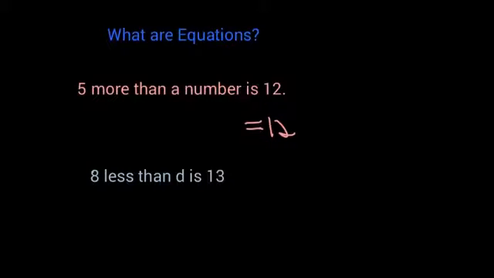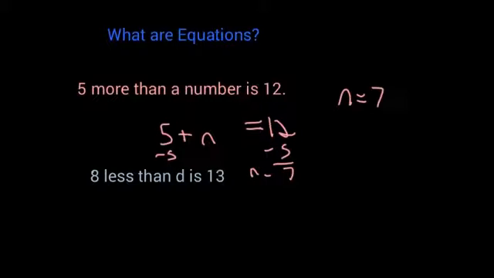And then we read the rest of this, 5 more than a number. So we start with 5, and we're going to go more than, so that's plus, and we'll just use n for number. So I got 5 + n equals 12. So 5 plus something equals 12. If you think about that, 5 plus what is 12? Well, 5 plus 7 is 12. So n would equal 7. Another way you can do this is just do the opposite of whatever's being done. So the opposite of adding 5 is subtracting 5. And 12 minus 5 is 7. So n equals 7.